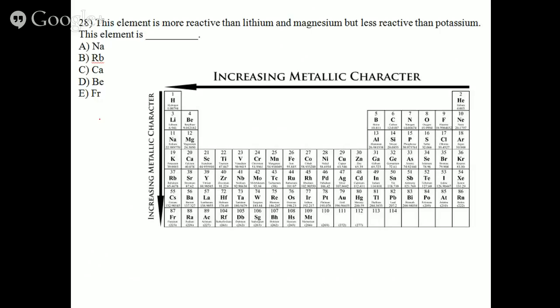28. This element is more reactive than lithium and magnesium but less reactive than potassium. Reactivity, if we're talking about metallic character, also increases the same way, to the left and towards the bottom. So it's got to be more reactive than lithium, so lower than lithium, and more reactive than magnesium, so less than magnesium, but it's got to be above potassium. Which thing are we talking about? Oh, gee, I don't know, Mr. Donahue. Maybe it's the one thing that's being surrounded by all of it. So choice A, sodium.